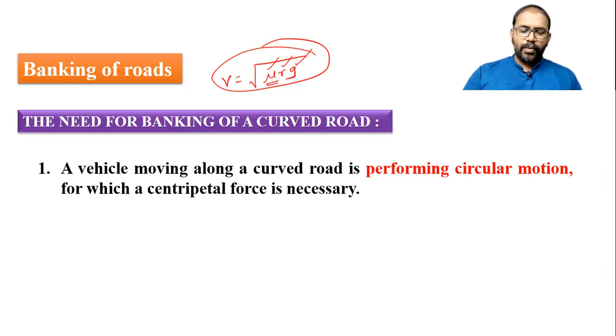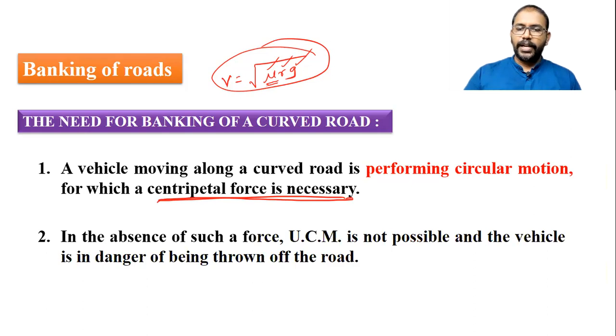You know that when a vehicle is moving along a curve road, performing circular motion, centripetal force is necessary, and that centripetal force is provided by the force of friction. If this centripetal force is lesser, or in the absence of such force, UCM is not possible, that you remember. If it is zero, then circular motion is not possible, and the vehicle is in danger of being thrown off the road.